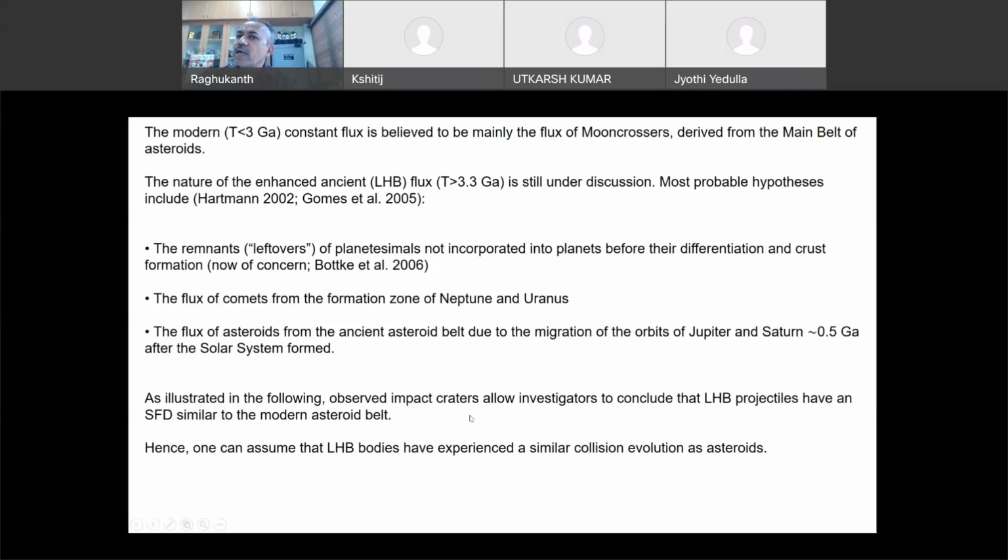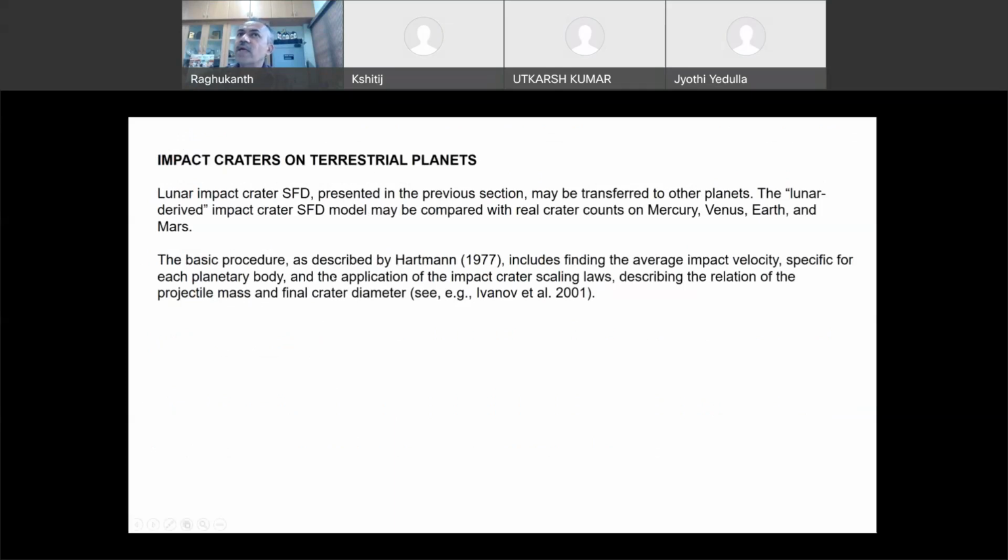So the observed impact craters, whatever isochrones or production functions you have done, are highly linked to the late heavy bombardment projectiles also. If you see the asteroid population, their size-frequency distribution, both of them have a nice connection with each other. Okay. Yeah. So the impact craters on other terrestrial planets, I showed you for the Moon itself.